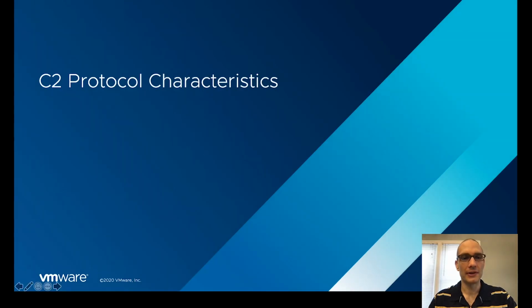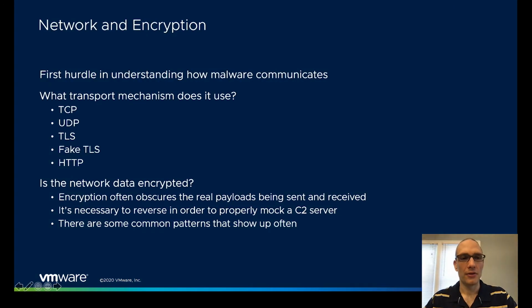So let's touch on some of the common things you'll find in C2 protocols as you're iterating and sort of stubbing out functionality. The first thing is really kind of the network and the encryption. It's the first hurdle in understanding how the malware communicates, and you really need to determine, well, what transport mechanism is the malware using? So far, I've kind of assumed that it's using TCP, but you could have malware that's using UDP as well. In which case you'd have to kind of start your mock server in a slightly different way. But also things like, is it using standard protocols?